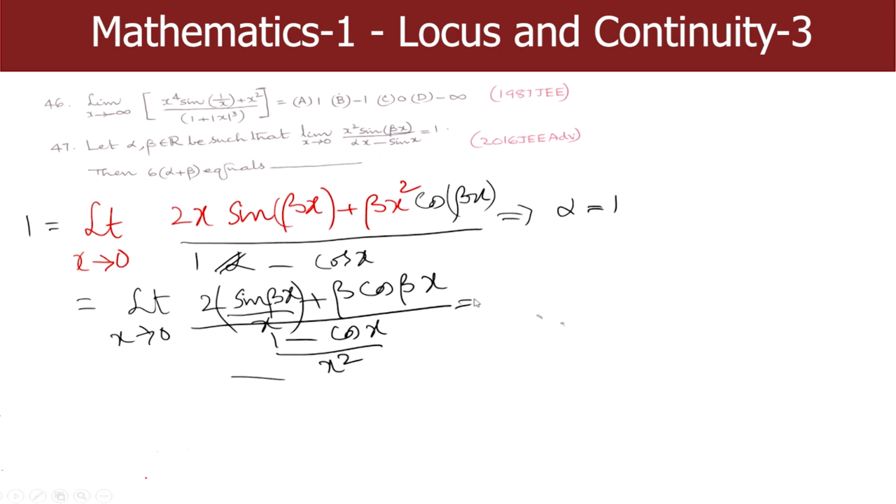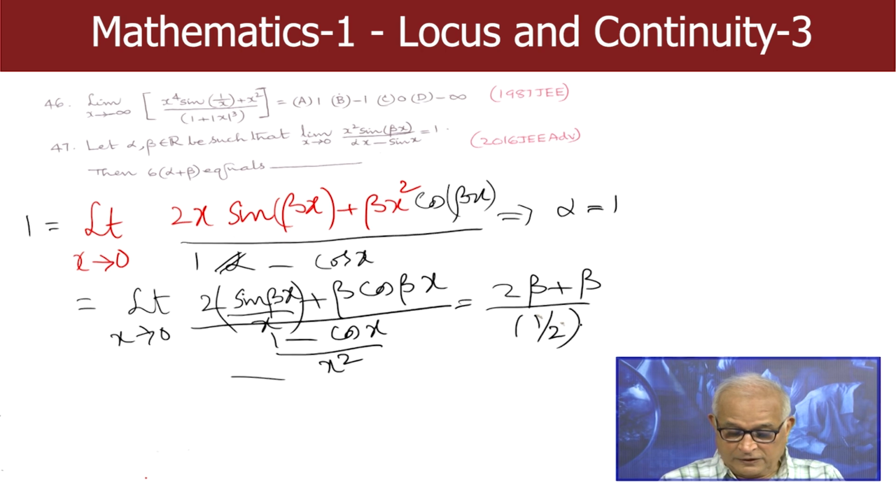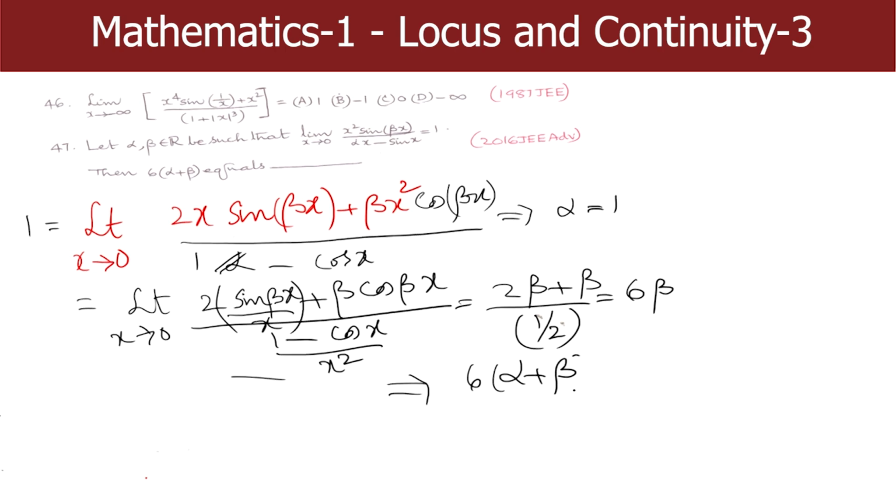Follow? The advantage is sin beta x by x has the limit beta. So 2 beta. This is also beta, 3 beta by 1 minus cos x by x square limit 1 by 2. So that is equal to 6 beta. So therefore 6 beta is 1, alpha is 1. So what is 6 times alpha plus beta? 6 beta is 1, 6 alpha is 6, which is equal to 7. So that is the answer for the question number 47.